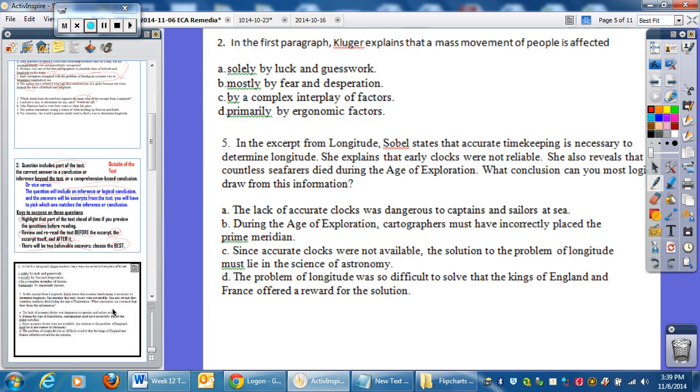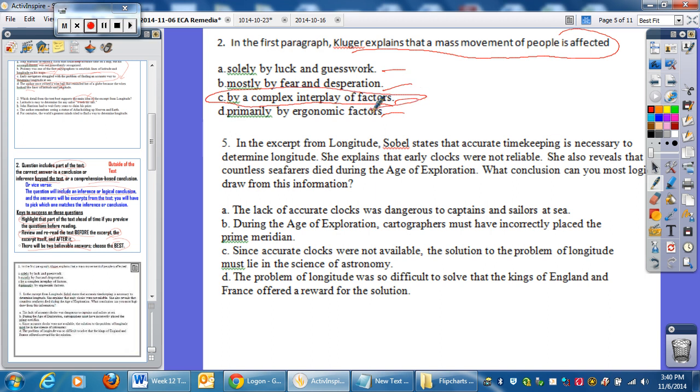You guys saw this question in the last couple of days when we were reading the Simplexity article. In the first paragraph, Kluger explains that a mass movement of people is effective. Now, that's the premise that's not in the text. That's the one where they said it was this way. And then you had to figure out which one of these was actually in paragraph 1. So your technique is you better read paragraph 1, and then based upon these answers, whichever one matches that the best is going to be the best answer. And as it turned out, then the correct answer for this one was a complex interplay of factors.